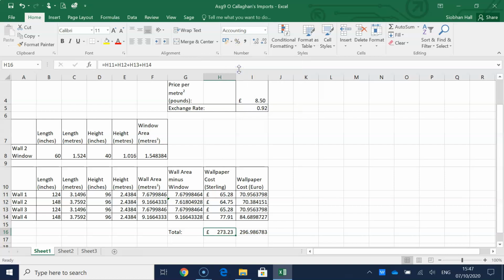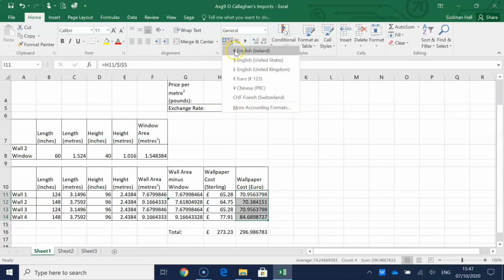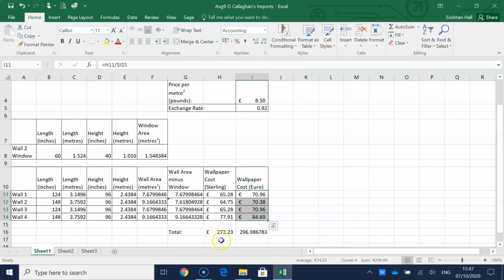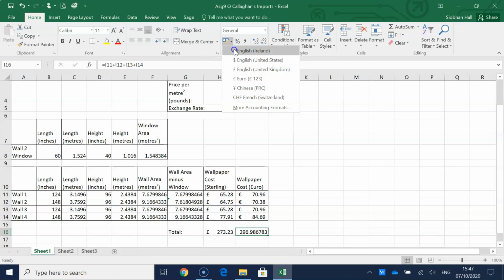The second part of question 8 says display the converted wallpaper costs in euros. So the ones that are in euro, we just make sure that we are getting Euro, English, Ireland. The total, Euro, English, Ireland.